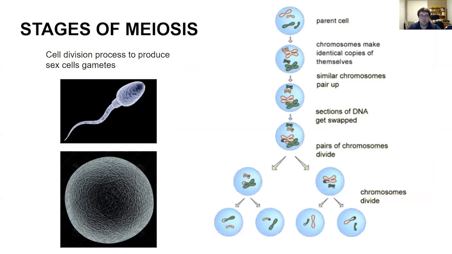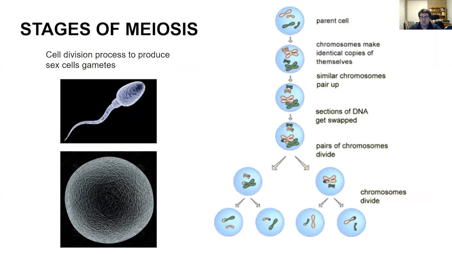When we talk about the sex cells of humans and other species, we're talking about gametes. Typically the males produce the sperm and the females produce the eggs, and that is done through a process called meiosis. It's kind of like a silent E. It's not "meeosis," it's meiosis.